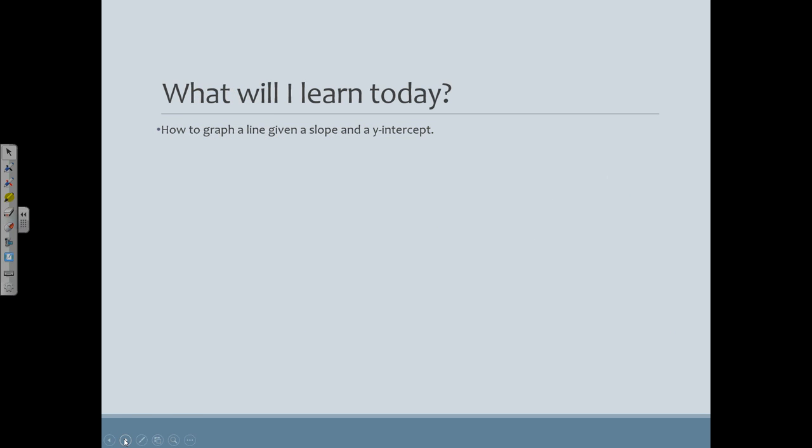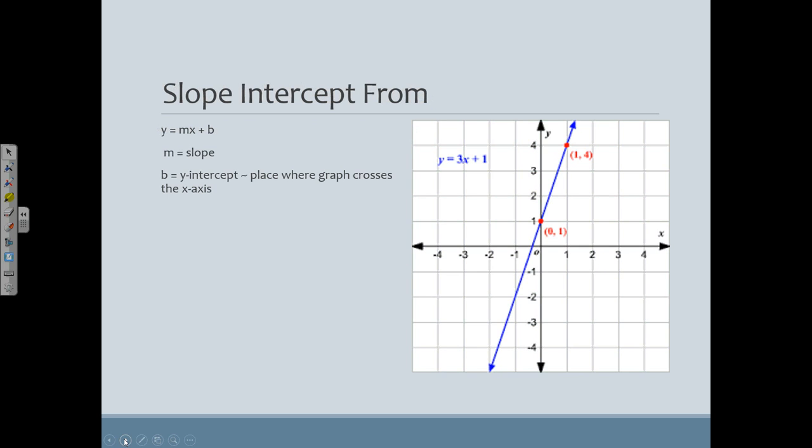Okay, what are you going to learn today? You're going to learn how to graph a line if we're given the slope and we're given the y-intercept. How we're given that is in the form of an equation. The slope-intercept form of the equation is y = mx + b, where m is my slope and b is my y-intercept, or the place where the graph crosses the y-axis.